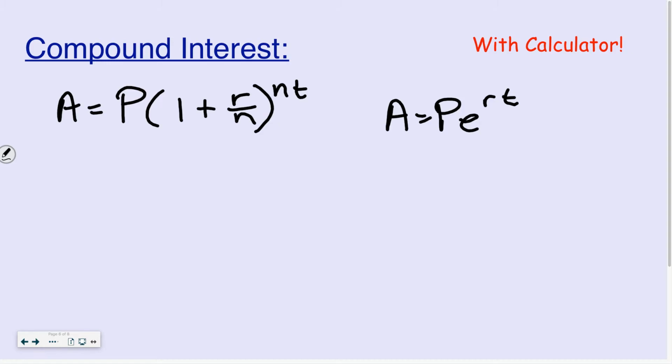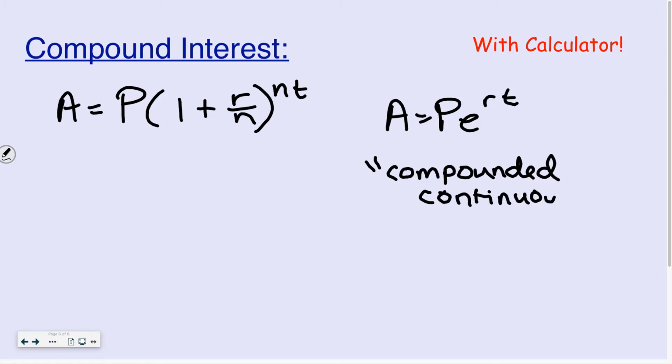PERT is used whenever your problem says compounded continuously. Because it has the e, it's like what happens in nature. You grow all of the time. You don't run on a schedule. It's just constantly growing. So the only time you should use PERT is if you see the words compounded continuously. If you're using this other form, then you should be able to say what N is, which is the number of times it's compounded per year.